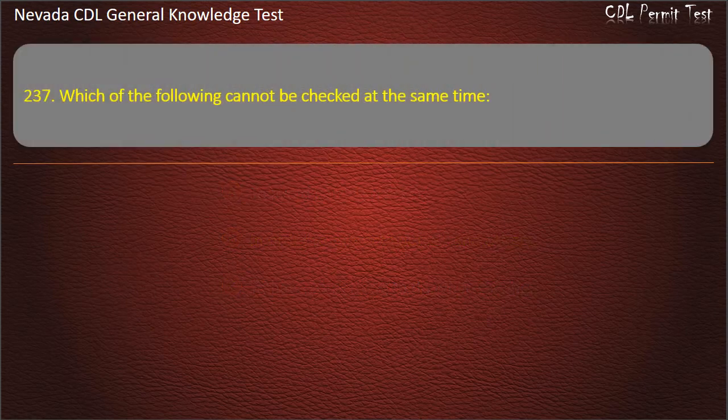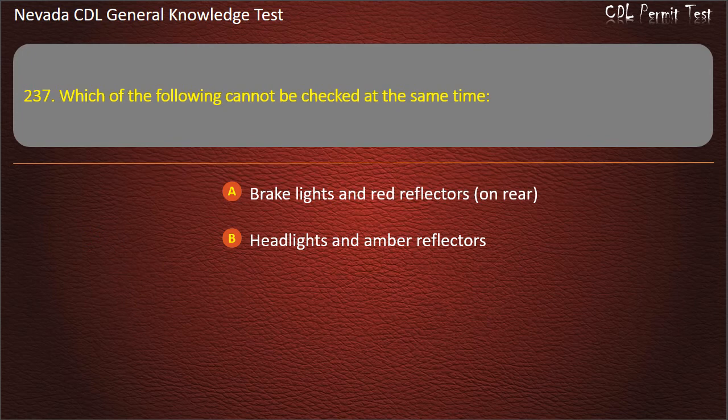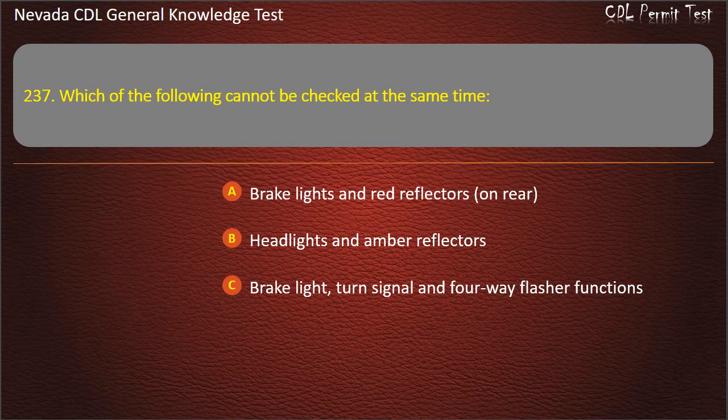Question 237. Which of the following cannot be checked at the same time? Brake lights and red reflectors on rear. Headlights and amber reflectors. Brake light, turn signal and four-way flasher functions. Answer. Brake light, turn signal and four-way flasher functions.